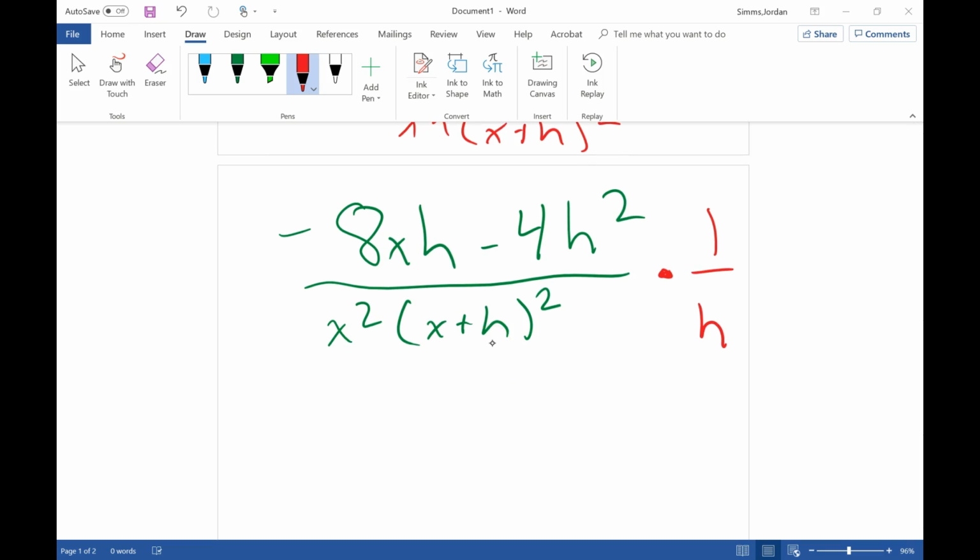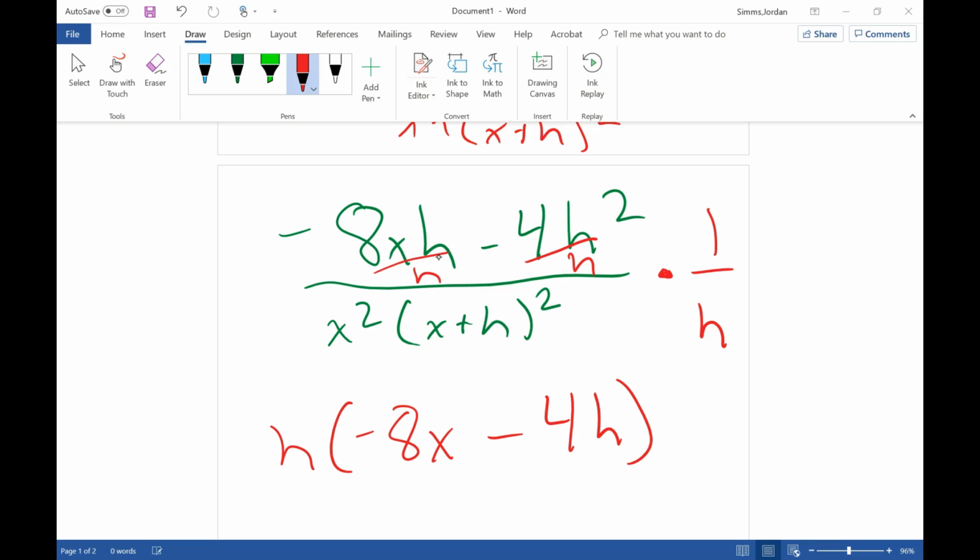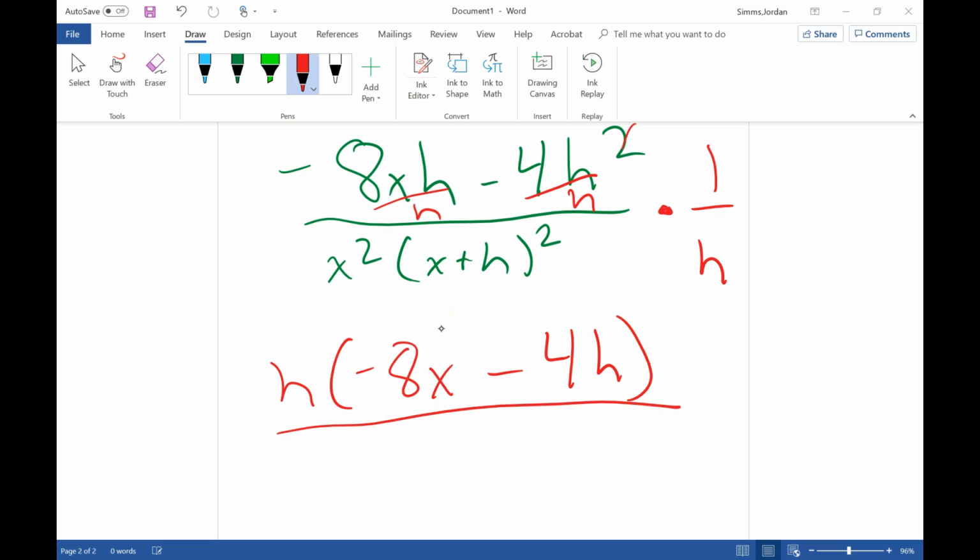There's no real point in factoring out the negative 8 and the negative 4 at this point because there's nothing that's going to cancel anyway. I'll just factor out the h from the top. So h, I'm going to start my bracket, and remember, if I mentally divide each term by h, that's what I'm going to put in my bracket. So this is going to be negative 8x minus 4h. Dividing by h will get rid of that square, like so. So all of this is still over my common denominator, x squared times x plus h quantity squared times 1 over h. And now we can cancel out our h's.